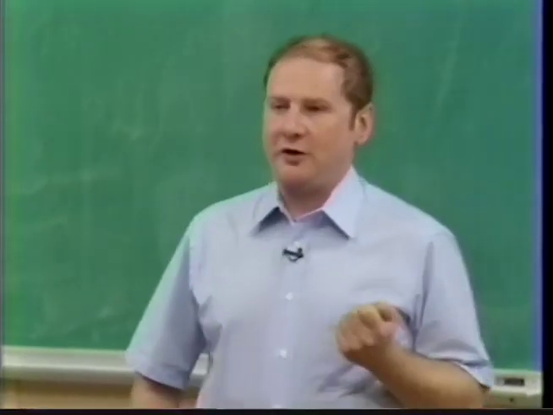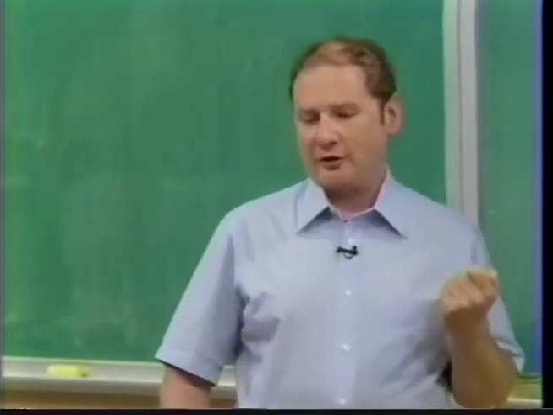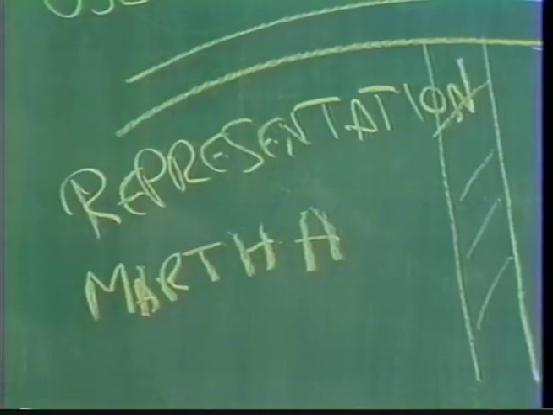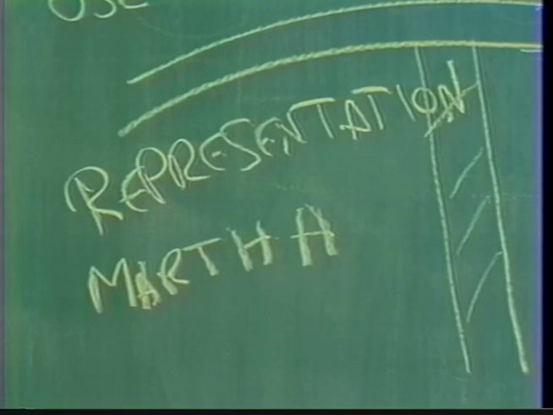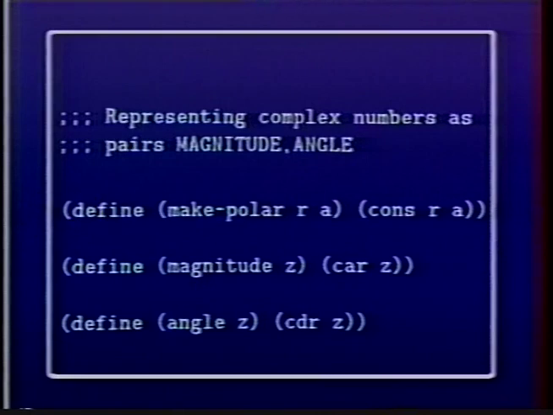She doesn't want to represent a complex number as a pair of a real part and an imaginary part. What she would like to do is represent a complex number as a pair of a magnitude and an angle. So if instead of calling up George, we asked Martha to design our representation, we'd get something like this. We'd get make-polar. Sure, if I give you a magnitude and an angle, we're just going to form a pair that has magnitude and angle. If you want to extract the magnitude, that's easy. You just pull out the car of the pair. If you want to extract the angle, sure, that's easy. You just pull out the cdr.